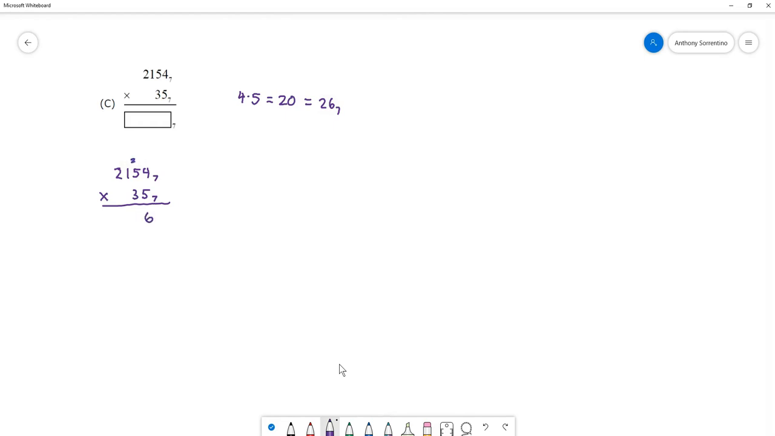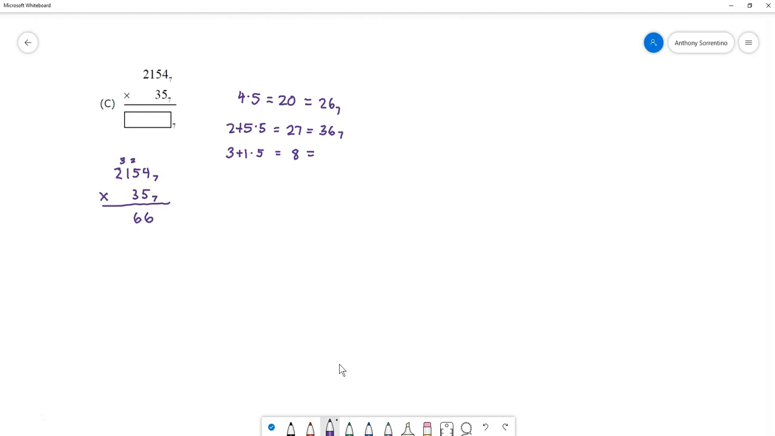Now I do 2 plus 5 times 5. 5 times 5 is 25 plus 2 is 27. 7 goes into 27 3 times with the remainder of 6. So that's going to be 36 base 7. So here I'm going to write the 6. I'm going to carry the 3. Now I have 3 plus 1 times 5. Well, that's going to be 8.